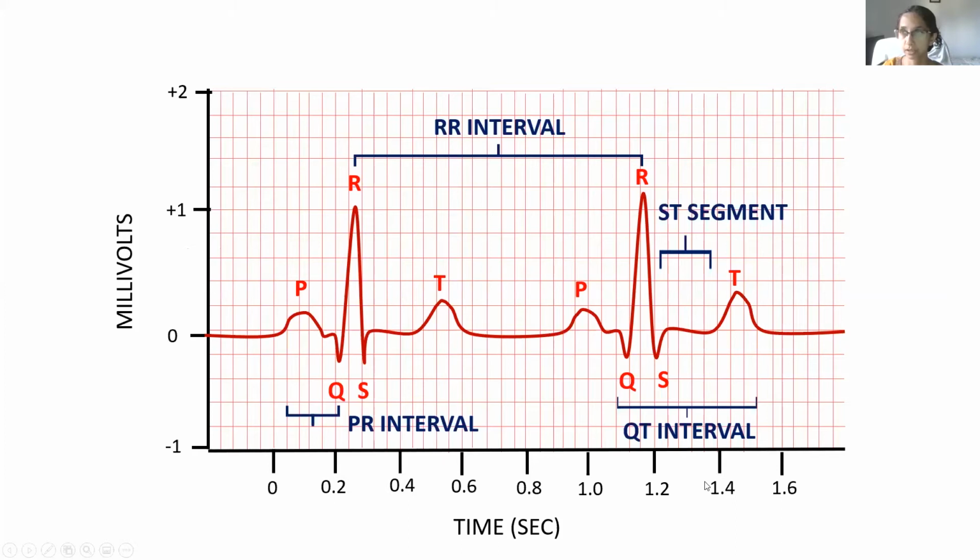So now just to summarize the waves and the intervals and the segments. The P wave is the beginning of the P and the end of P, which denotes the atrial depolarization. The PQ segment is the delay in the AV node. The PR interval, beginning of P to beginning of Q, including the P wave in the PQ segment. The QRS is beginning of Q to end of S, which indicates ventricular depolarization.